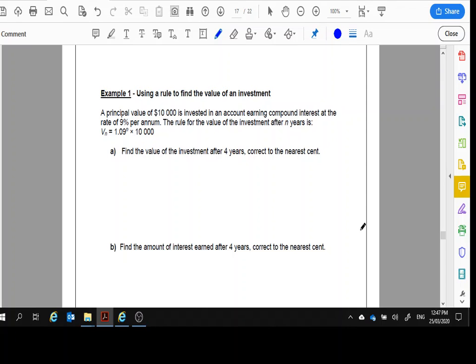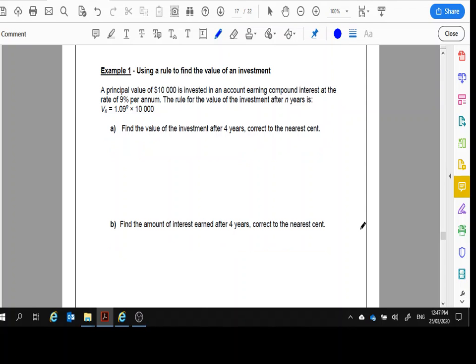Example 1. Principal value of $10,000. There's our starting value. We simply use V for value. It is invested into an account earning compound interest at the rate of 9% per annum. Find the value of the investment after 4 years. Well, that's how we get this 1.09. So 100% is the original. We're adding 9% per annum. So we've got 109%, as a decimal that is 1.09. So that's how we did it.